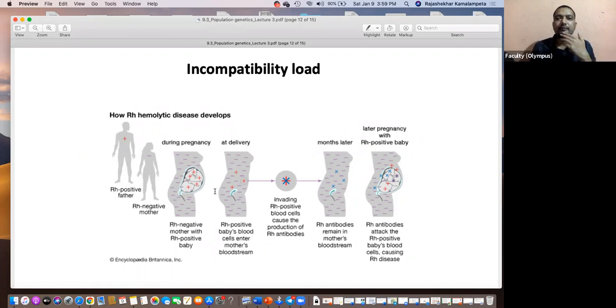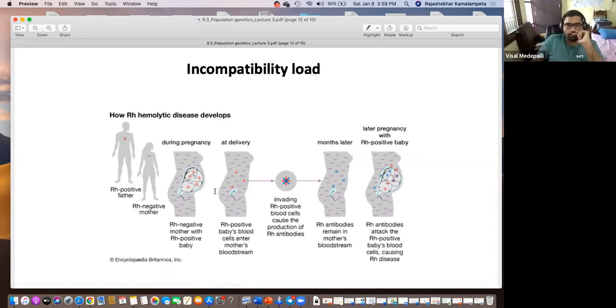So A positive. Let's say I'm drawing a circle, on top of it I'm drawing A. A means A antigen plus Rh antigen. The blood group is A positive. Positive refers to positive for Rh antigen. If Rh antigen is present, it is positive. Same thing, a person with B antigen and Rh factor antigen present on his RBC, what is the blood group? B positive. Exactly right.